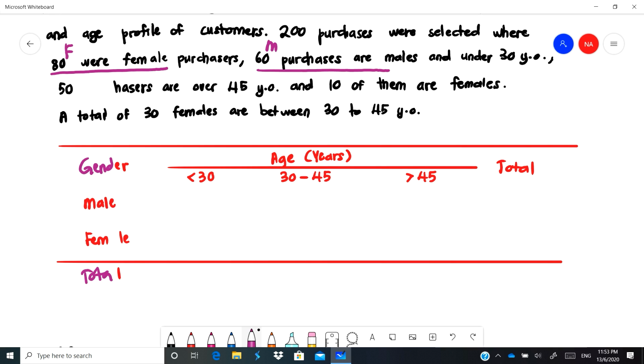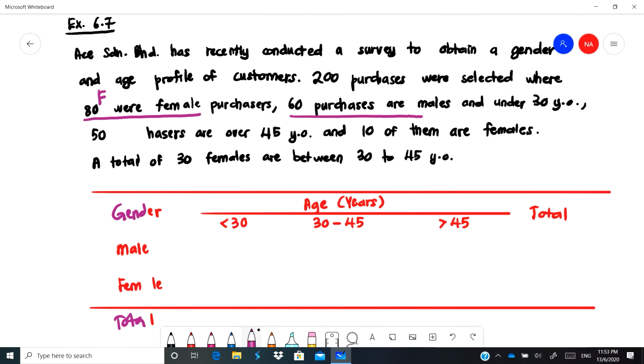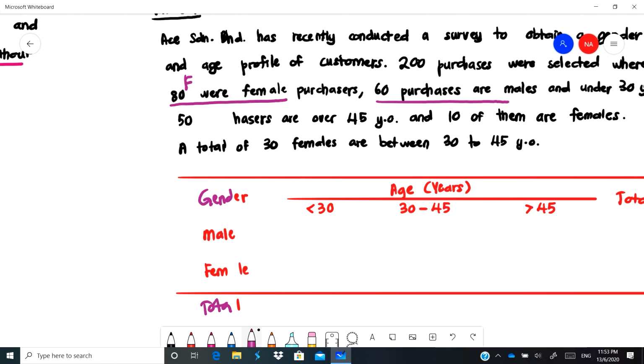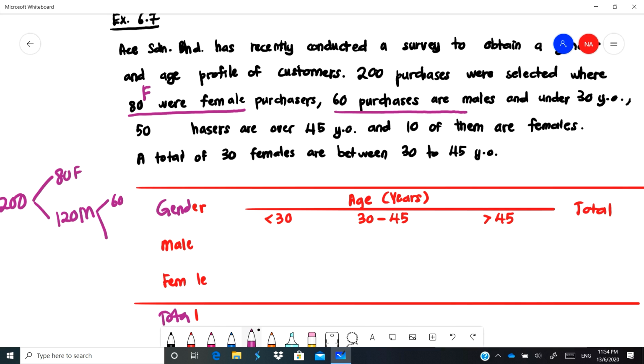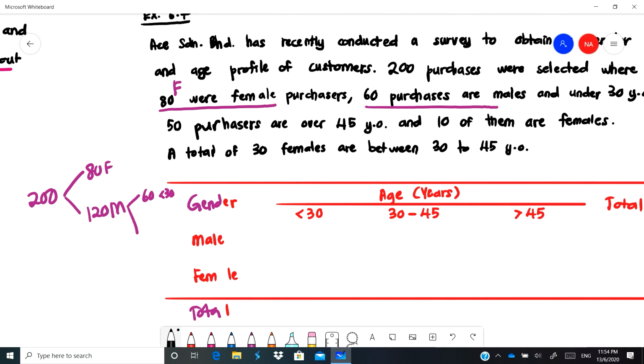Okay, or males, sorry. From 200, 80 were females, so of course the rest will be 120 males. But from these 120 males, 60 are under 30, so 60 are less than 30 years old. And then we have 50 purchases that are over 45, meaning that 50 purchases are over 45 for both males and females.